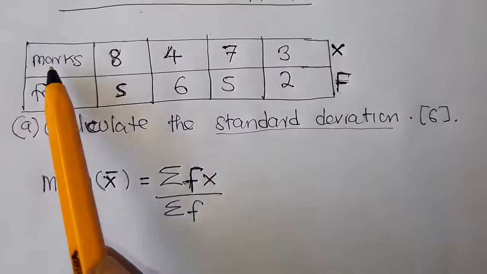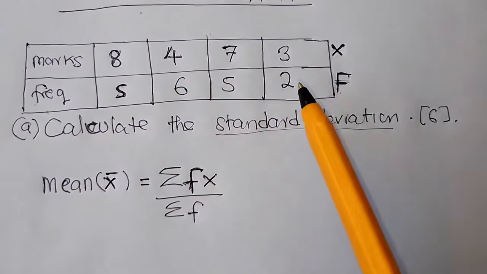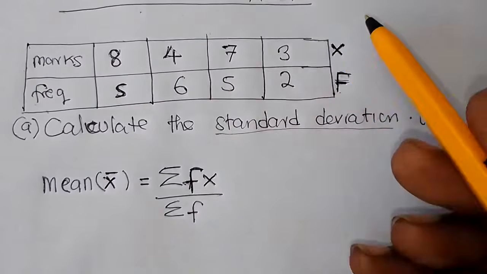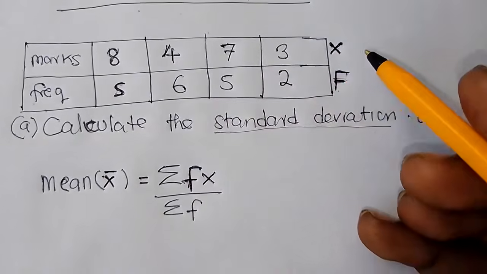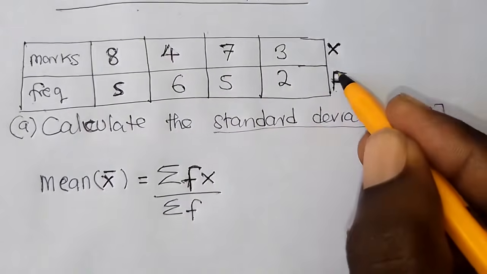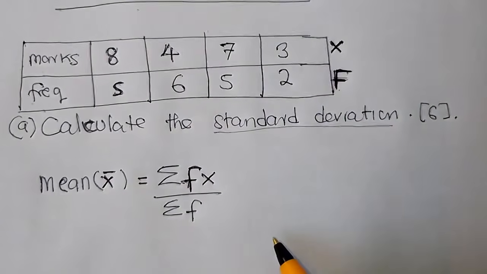So whether they have told you that here is x and here is frequency or not, just know this. What is found on top here is called the x, which is the midpoint. F is the frequency.